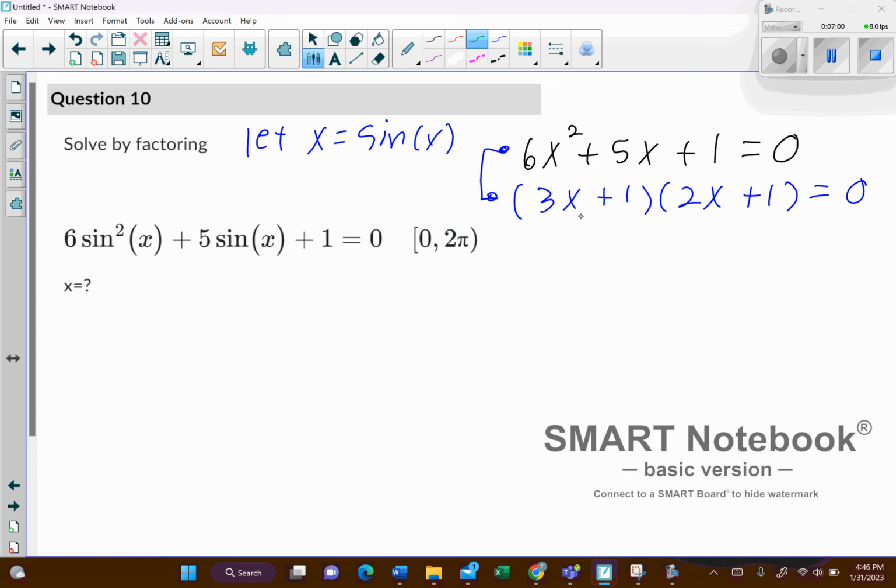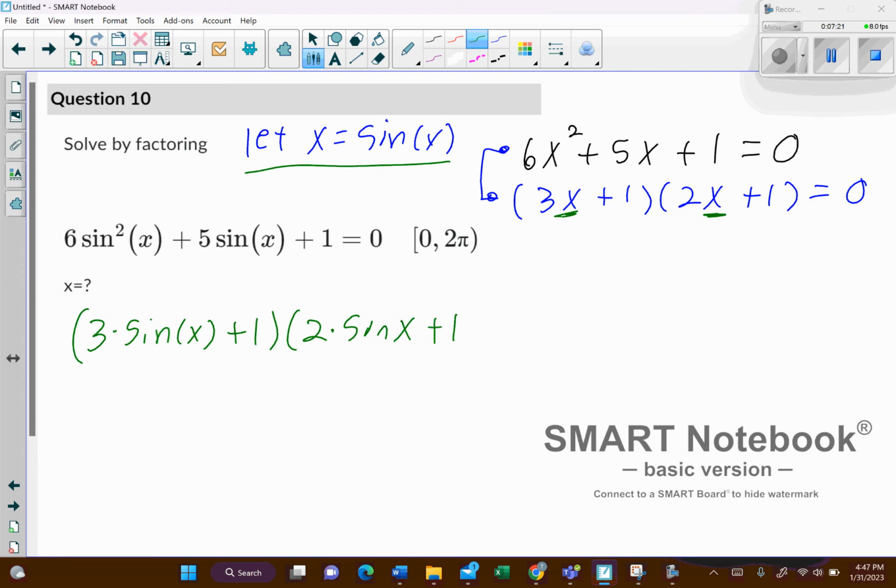Okay, now that I have that, I'm going to go ahead and replace x for what I substituted here. And so let's go ahead and rewrite this. So I'm going to have 3 times sine of x plus 1, and then times 2 times sine of x plus 1. And actually, now that I think about it, I think in your email you had mentioned this, that you'd gotten to this point. So let me just go ahead and write this down. So you get to sine of x equals negative 1/3, and we get sine of x equals negative 1/2.